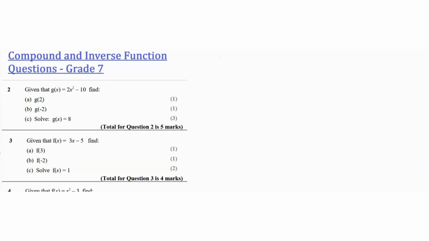The first question says, given that g of x is 2x squared minus 10, find g of 2. So to find g of 2, we're going to substitute x equals 2 in the equation. So g of 2 is going to be 2 times 2 squared minus 10. 2 squared is 4, so 2 times 4 minus 10. And that's 8 minus 10, and that's negative 2.